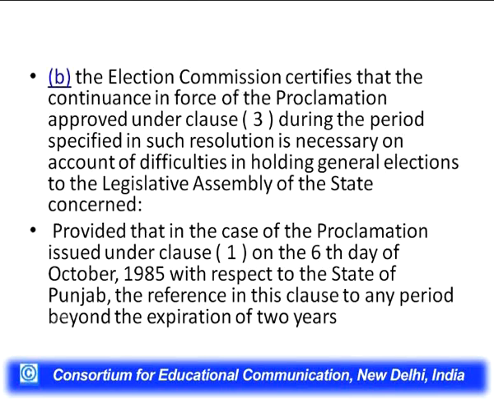So, only two kinds of contingency are prescribed where the proclamation may be extended beyond 1 year at a time: if the emergency is in operation as provided under Article 356 clause 5 subclause A of the Constitution, or where the Election Commission expresses its inability to conduct the elections within the specified period because of any extraordinary situation, or even because of the non-completion of the electoral rules.